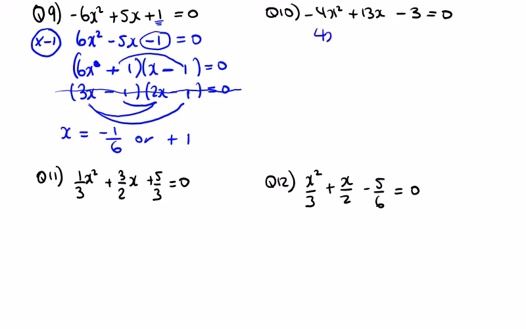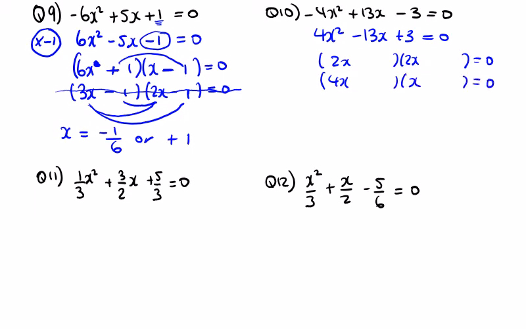Again, on this one, change the signs. 4x squared minus 13x plus 3 equals 0. So what are our options? 2x by 2x or 4x by x. 3 is prime again, so it's a 3 and a 1. So with the two 2's being the same here, we can put the 3 in one bracket and the 1 in the other. Let's see, can we get minus 13x from here?